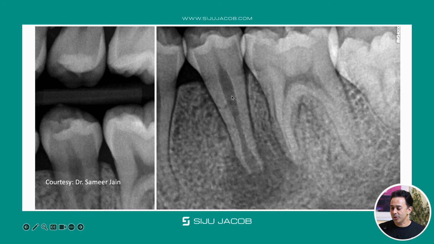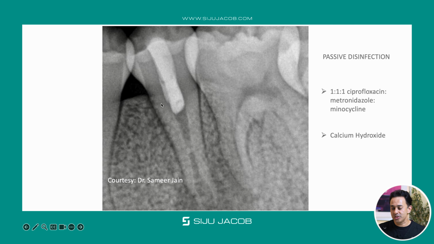So you have a tooth here, which is non-vital. There's a lesion here. So the goal is to first clean up the canal and then disinfect it or put some sort of an antibacterial paste here. Some clinicians prefer what we call triple antibiotic paste, which is 1:1:1 ciprofloxacin, metronidazole, and minocycline. Some clinicians prefer calcium hydroxide. You can use either of these two.